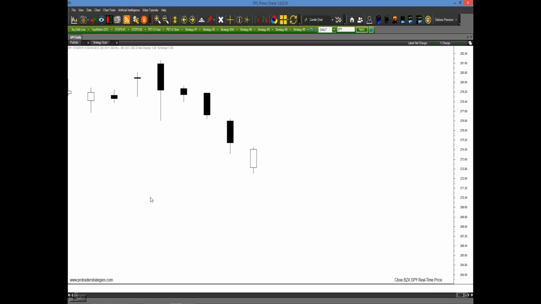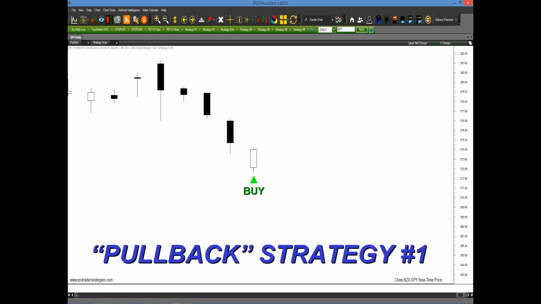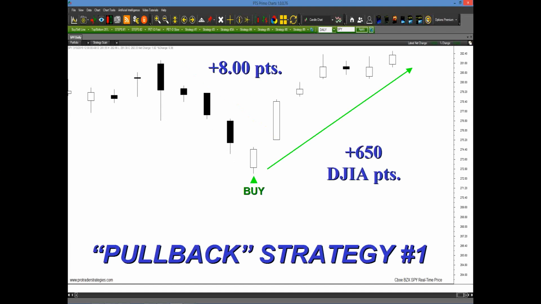Well, maybe you do, because most traders would say we're in a downtrend, but strategy number 1 determined that the overall trend was up and that this was actually a buy signal. So this is automatically plotted on our platform, and you could have potentially captured 8 points. Now, I know 8 points doesn't seem like a lot, but that transferred over onto 650 Dow Jones points, because remember, the spiders are an ETF that represents the S&P 500.